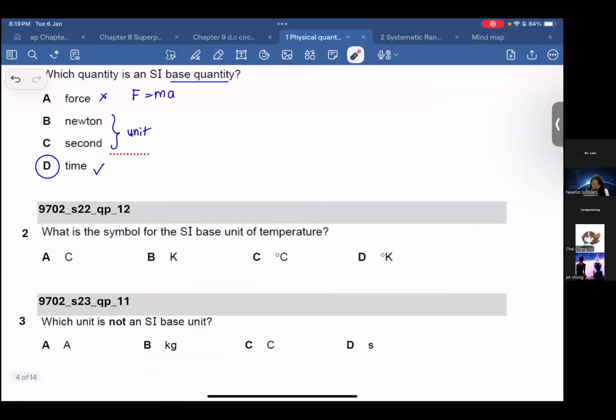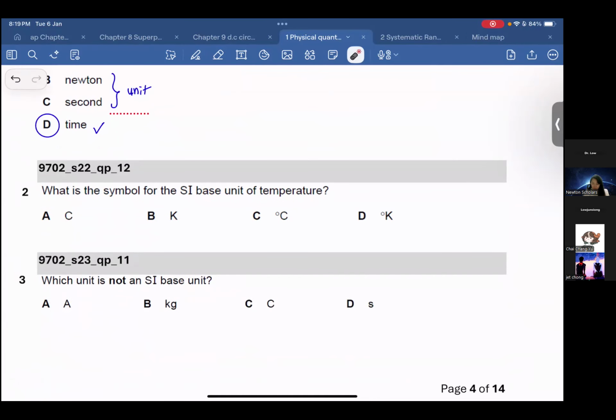Okay, dear, here. What is the symbol for the SI base unit? Now it's talking about the unit of temperature. So the temperature unit is Kelvin. This one is easy. Kelvin. Okay.